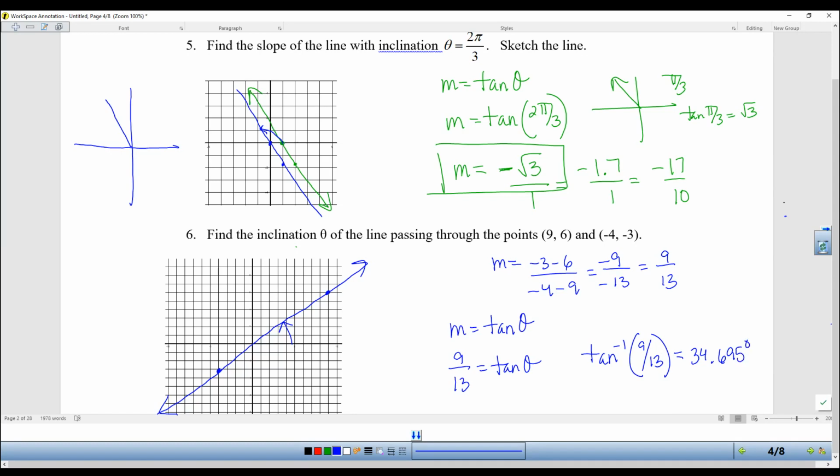34.695 degrees. So do you remember what I said in the beginning? That if it came out to be more than 45, I would be worried that I had done it wrong. But this definitely looks like this could be about 35 degrees. I definitely feel good about that answer.